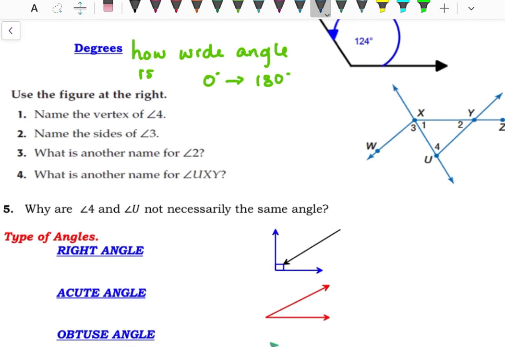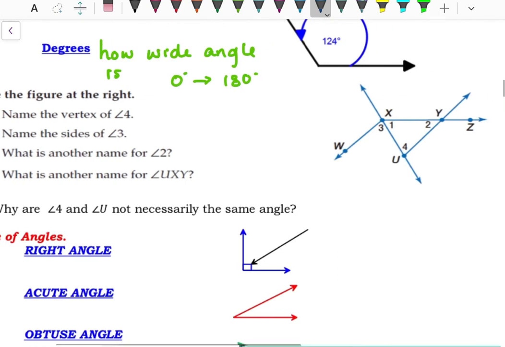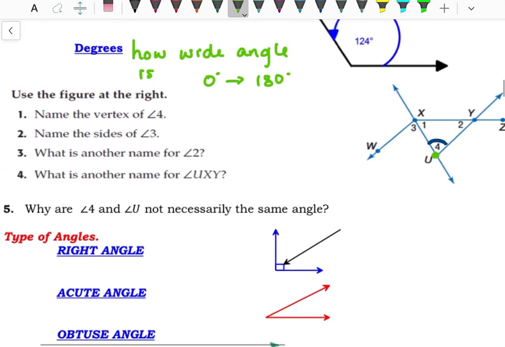So using the figure on the right, we're going to name the vertex of angle 4. So angle 4 is right here. Our vertex is going to be the point right near it. So that would be at point U. That's the vertex.